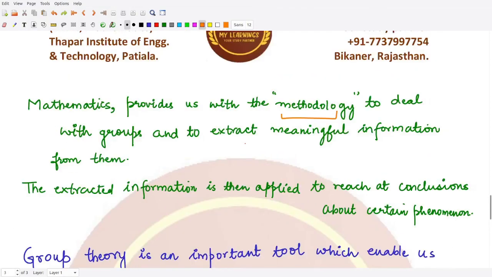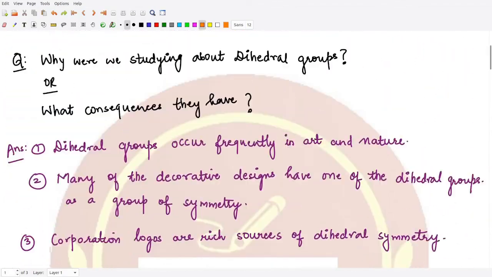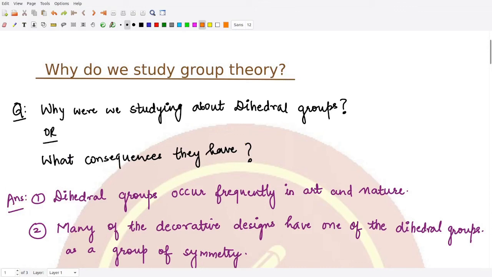So this is the crux, and this is the answer to the question of why we in the first place study group theory in such an abstract manner. So I hope you understood this one.